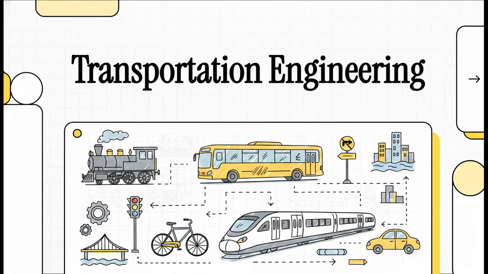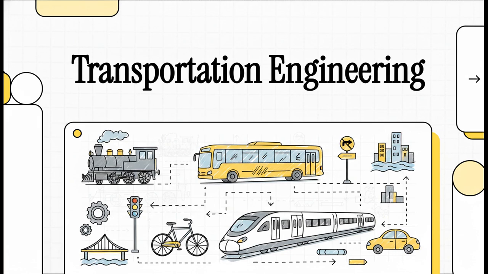All right, let's jump right into it. Think about the millions of cars, trains, and planes moving around every single day. How does that all work without turning into complete and utter chaos? Well, that's the magic of transportation engineering. In this explainer, we're going to break down all the core concepts from Chapter 1. Think of this as your ultimate study guide to help you ace those exams.